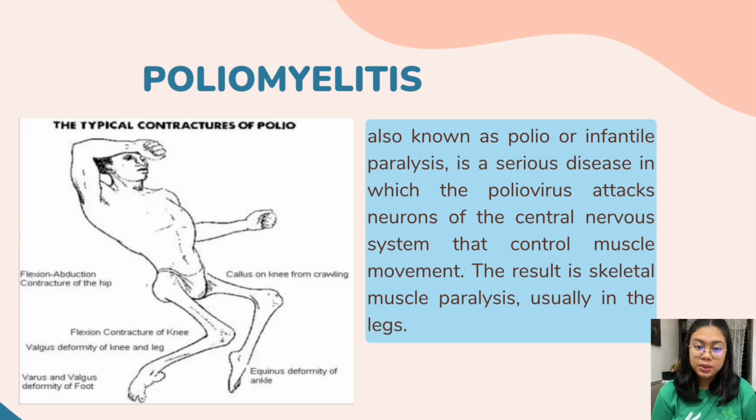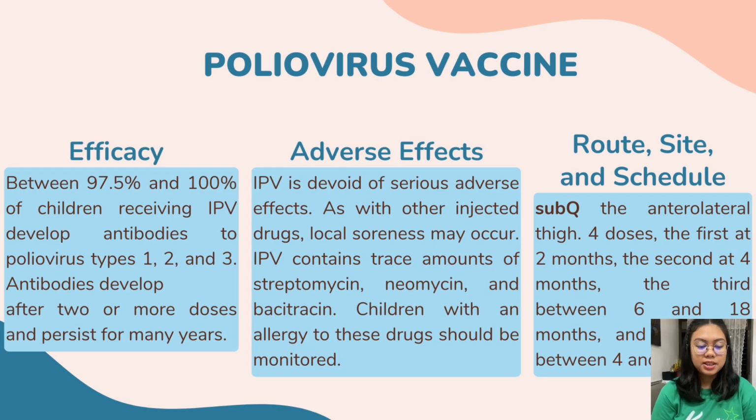For efficacy, between 97.5% and 100% of children receiving IPV develop antibodies to poliovirus types 1, 2, and 3. Antibodies develop after 2 or more doses and persist for many years. For adverse effects, IPV is devoid of serious adverse effects. As with other injected drugs, local soreness may occur.